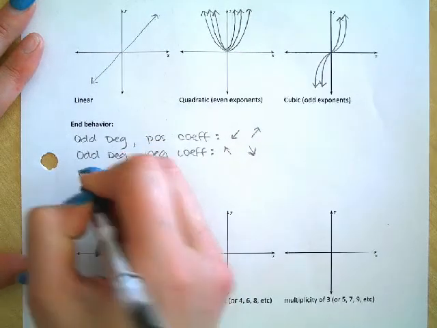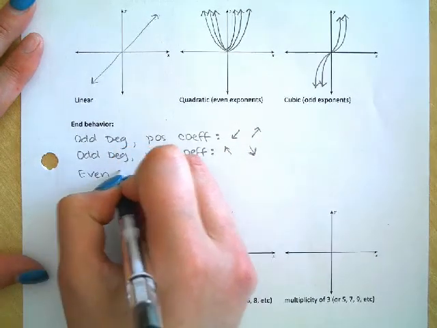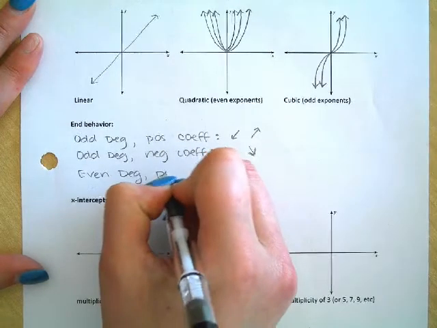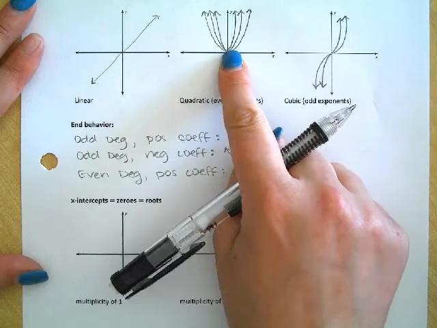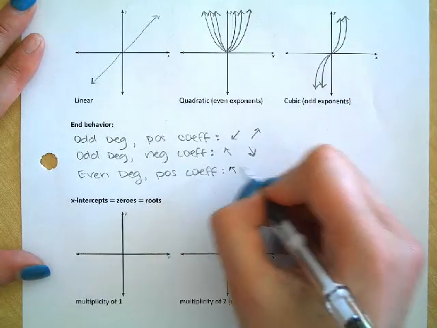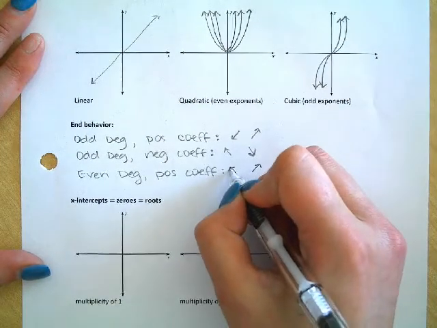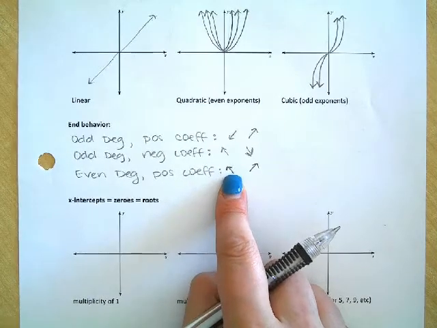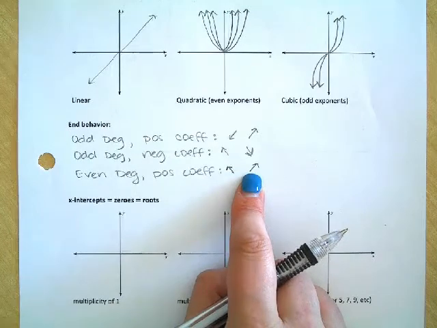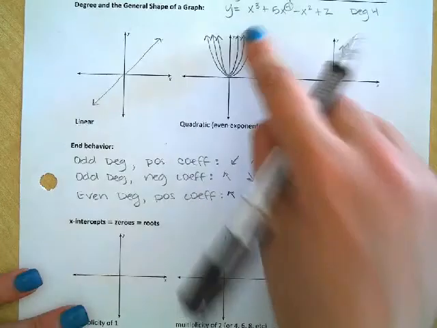If we have an even degree and a positive coefficient, then we can see that the arrows go up. So the arrow is going to go up to the left and up to the right. So we'd say as x goes to negative infinity, y goes to infinity. As x goes to positive infinity, y goes to infinity. So both arrows would go up.